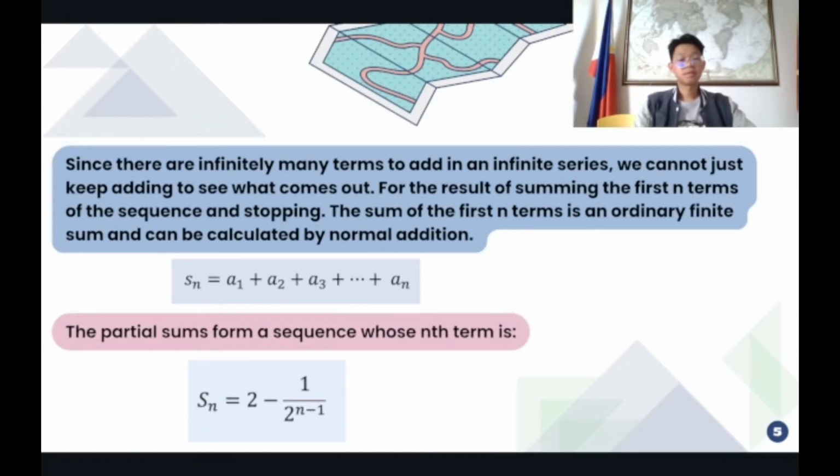Since there are infinitely many terms to add in an infinite series, we cannot just keep adding to see what comes out. For the result of summing the first n terms of the sequence and stopping, the sum of the first n terms is an ordinary finite sum and can be calculated by normal addition. Sn equals a1 plus a2 plus a3 plus ... plus an. The partial sums form a sequence whose nth term is Sn equals 2 minus 1 over 2 to the power of n minus 1.